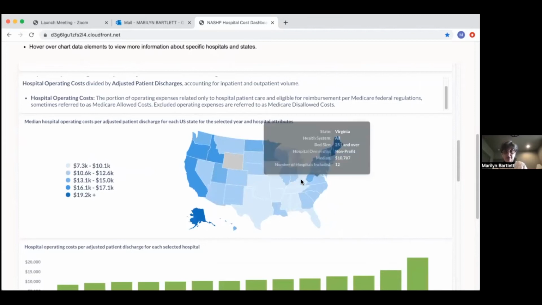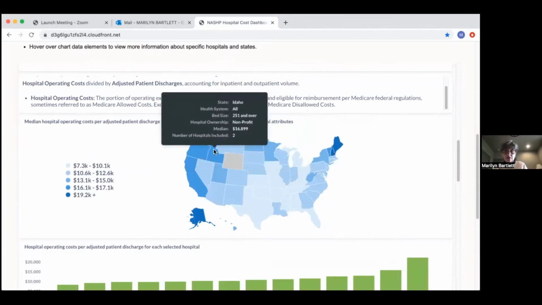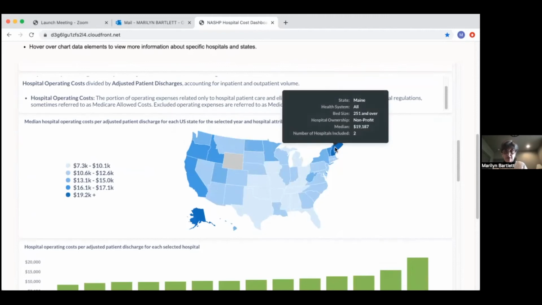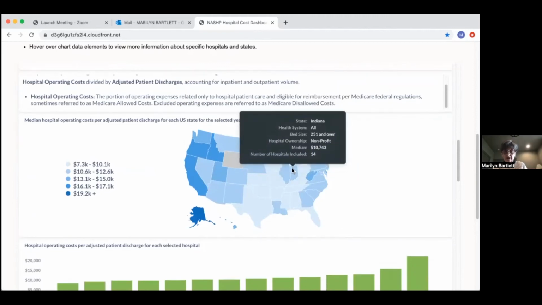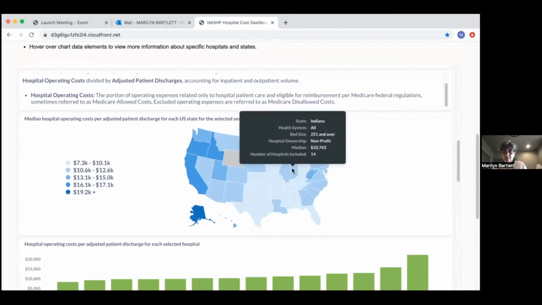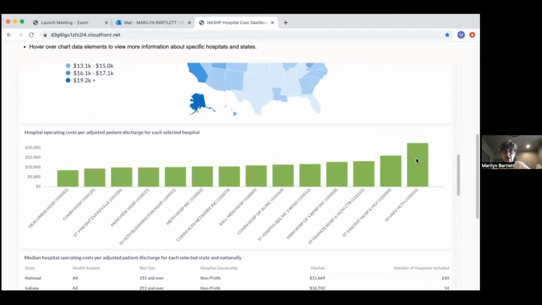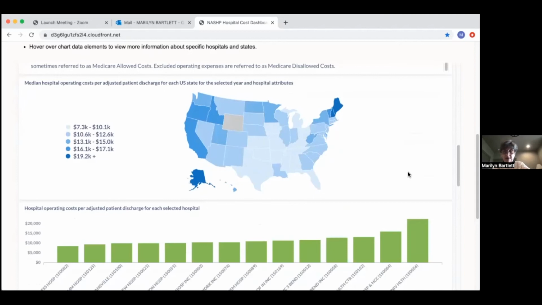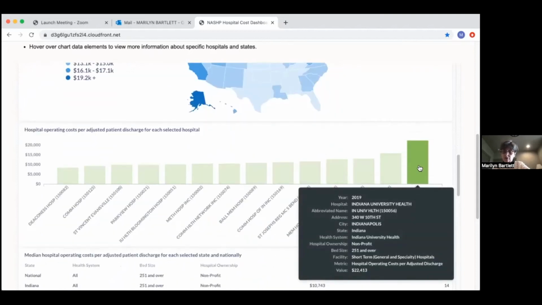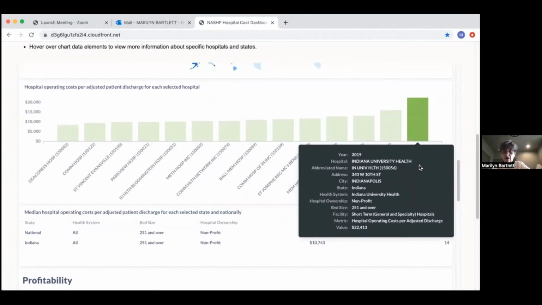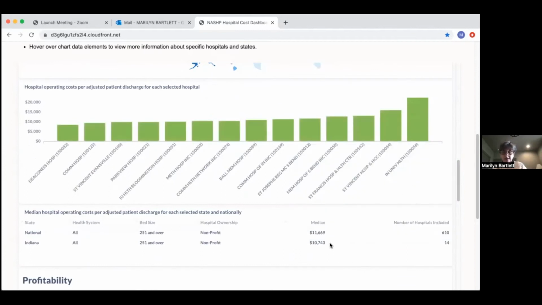Again, you'll have this map that you can scan over and look at the states and look at the numbers to do some more comparison. Here we have Indiana, 14 hospitals, the median of those 14 hospitals for the costs. And one thing I like is under each chart, whenever you enter costs, you'll first have the map. Then you'll have for the hospitals you specifically selected the operating costs in this category. And then we will recap here the median for national and the median for Indiana and the number of hospitals included.